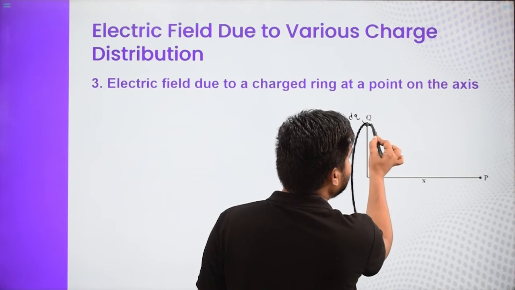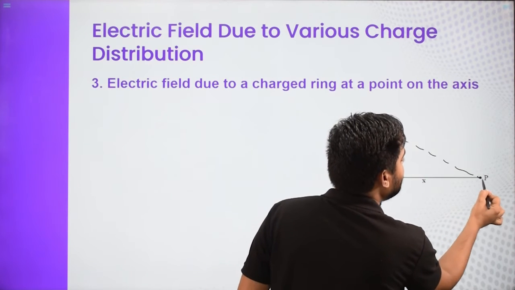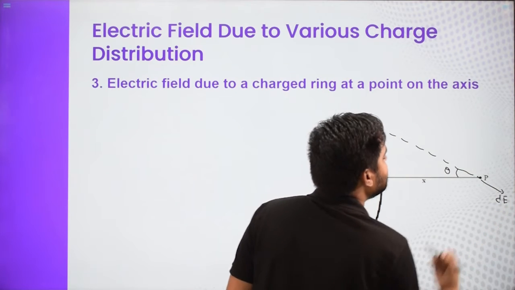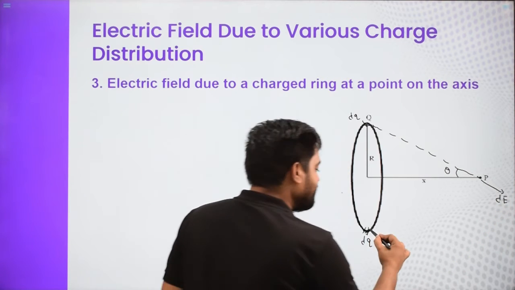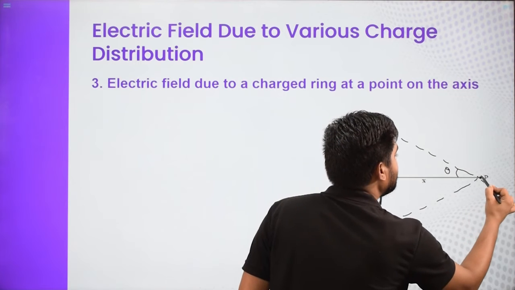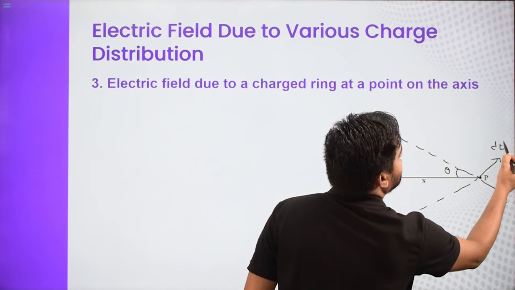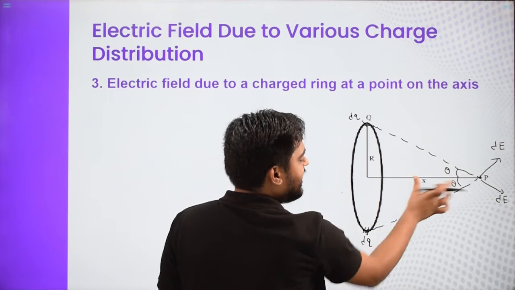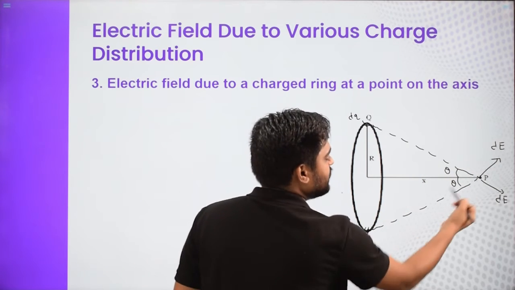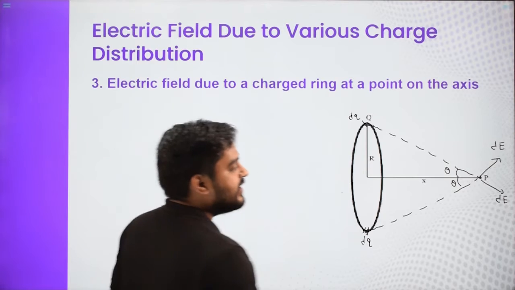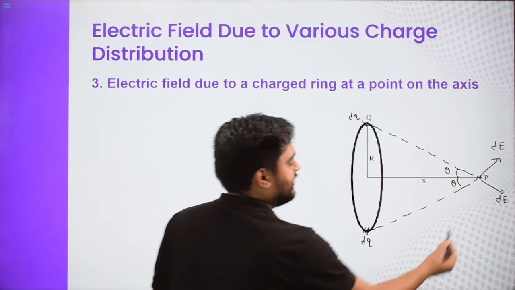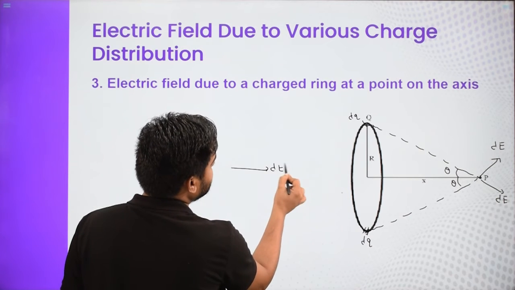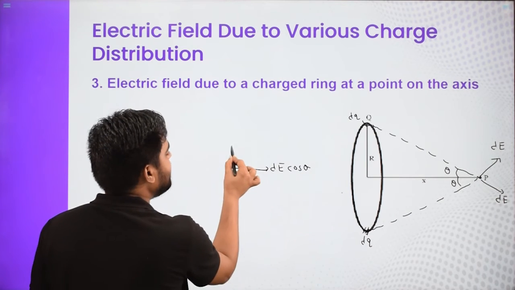So what will be the electric field due to this dq? It will be in this direction. Let us say this angle is theta and that electric field is dE. Similarly, due to this other dq, there will again be an electric field dE, and this angle will be the same theta, where tan theta is r by x, here also it is r by x only. So both will be the same angle, theta. Now if you take the components of these two dE, then you will get dE cos theta and dE sin theta.